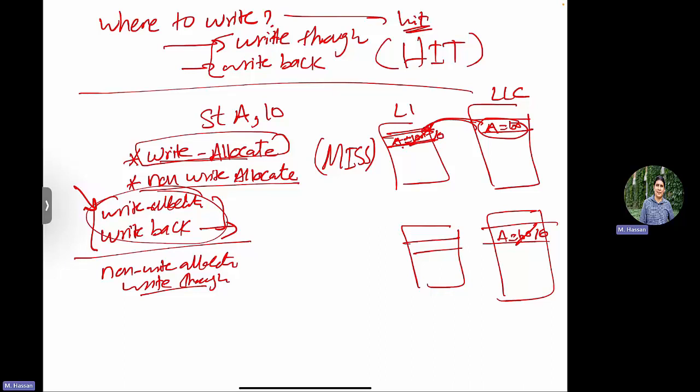If I have a miss in my private cache for a write, then based on whether I'm write allocate or not, I bring the line to the private cache or not. After I bring it, if I have a write hit into it, should I write it only in my private cache or to the shared cache? This is write back versus write through. Questions?